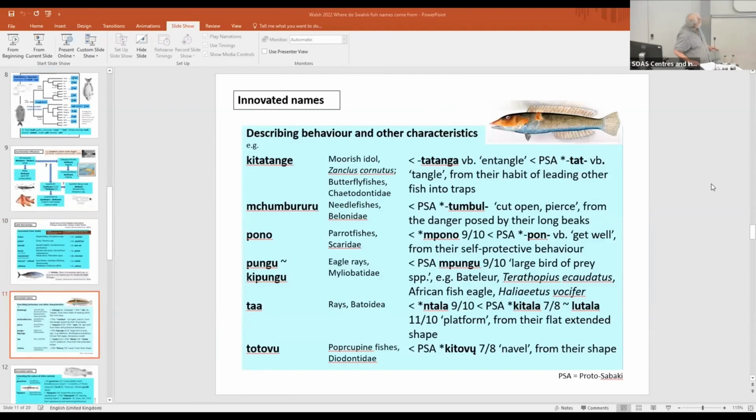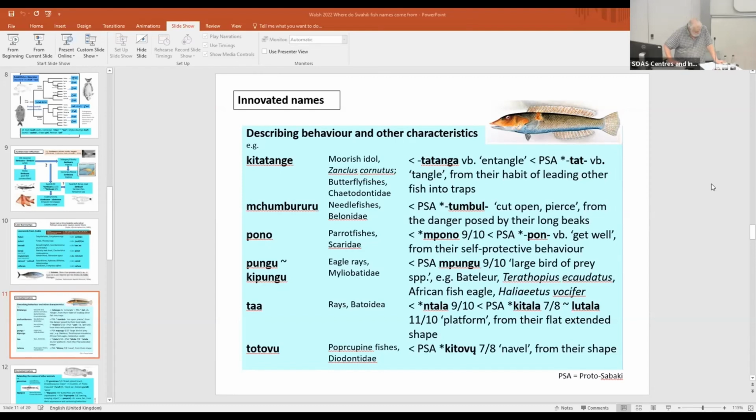But what about all the rest of Swahili names for fish? It seems that many, and perhaps most of them, were lexical and semantic innovations. Names that Swahili speakers and their immediate ancestors coined themselves, using their own lexical resources to describe the fish they caught, and in most cases, ate.